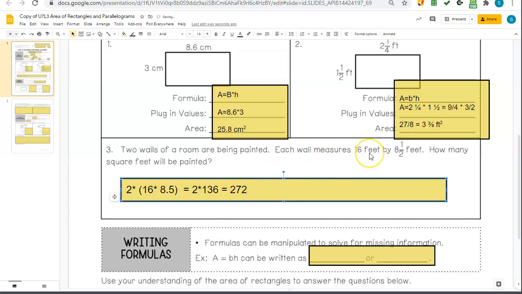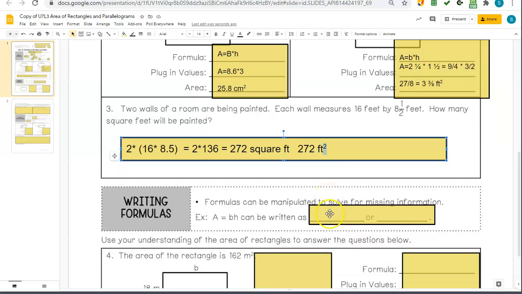Now let's look at our units. That's 272 square feet. Or again, we could write it as 272 ft raised to the second power. So that's shift period to get that exponent.